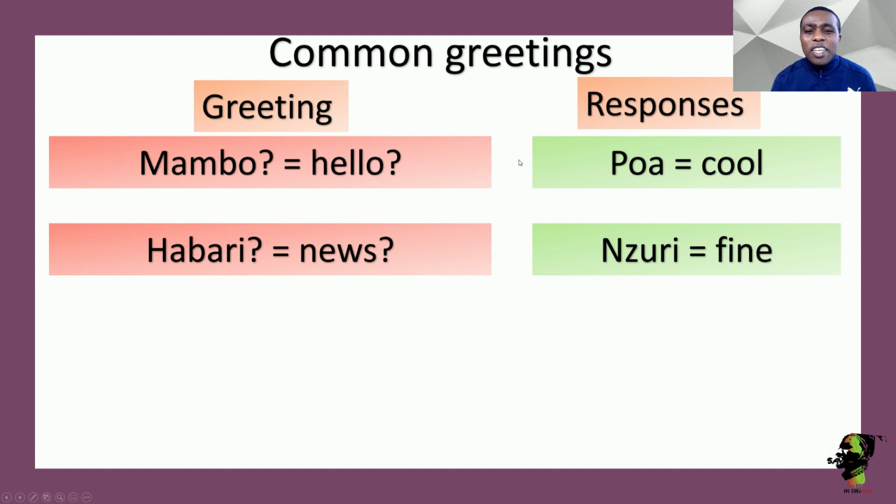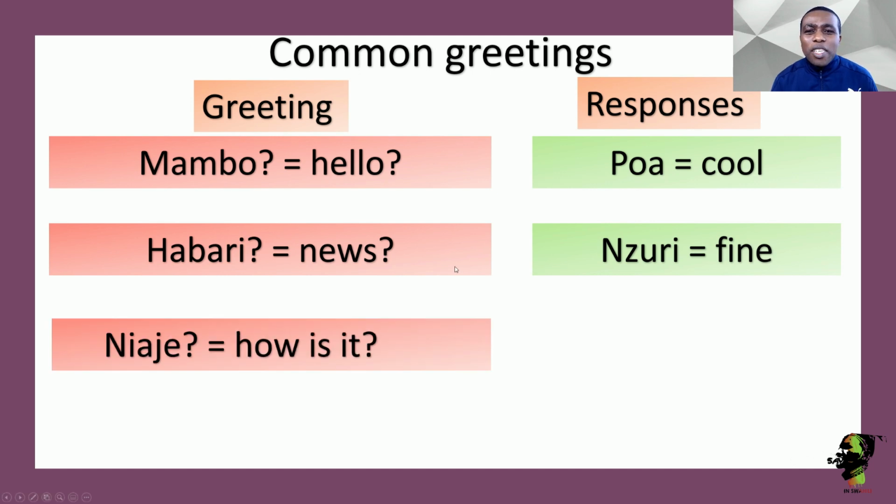The next very common greeting in Kiswahili is Habari. Nzuri. That's the response for it. Habari. News. Nzuri. Fine. In English, you can't come and tell a person news. Of course, we say, what's your news? How are you? But in Kiswahili, habari is also used as a common greeting to say, how are things? Hello, how are you?